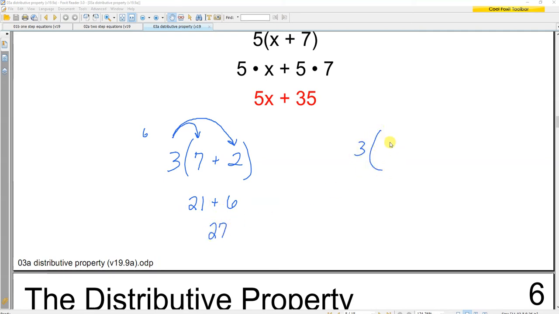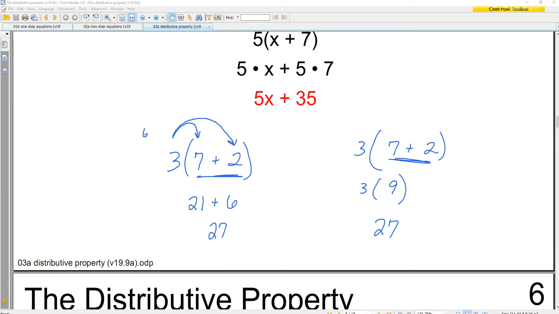Now, could I also do it like this? What's 7 plus 2? 7 plus 2 is 9. And what's 3 times 9? 27. So I think I've shown that distribution really does work. Add them together and multiply, or distribute and add. It's the same thing. Do you want to multiply first or add first? It gives you the same thing either way.